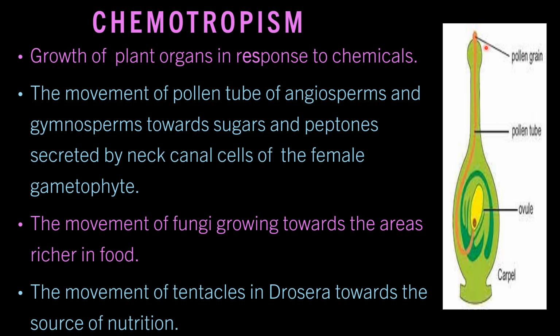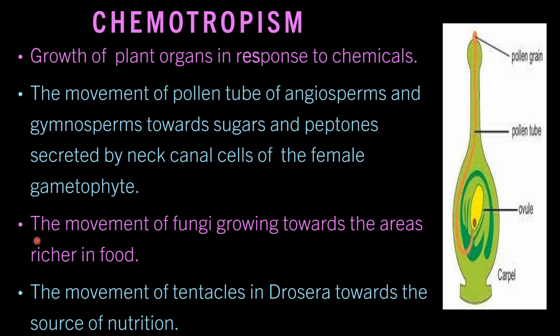Here you can see that the pollen grain germinates to produce a pollen tube that reaches the ovule or female gametophyte. The pollen tube reaches the female gametophyte due to the sugars and peptones secreted by the neck canal cells of the female gametophyte. Then fertilization occurs here.